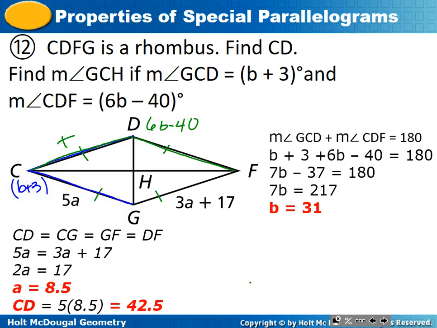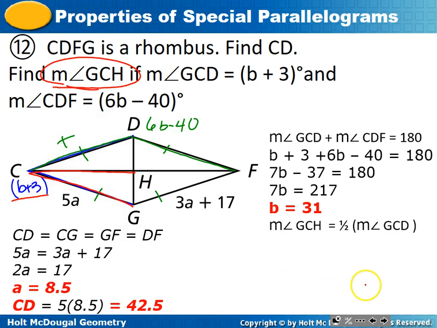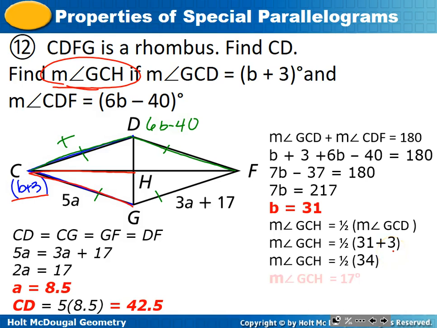Now what we want to do is find what it's asking us for. Now it's asking us to find GCH. GCH is that part of the angle. So we have the measure of the whole thing. So if we're trying to find GCH, we find GCD and then divide it by 2. So GCH is equal to 1/2 GCD. So we're going to do 31 plus 3. That's going to give us 34, and we're going to take half of 34. So GCH is 17 degrees.